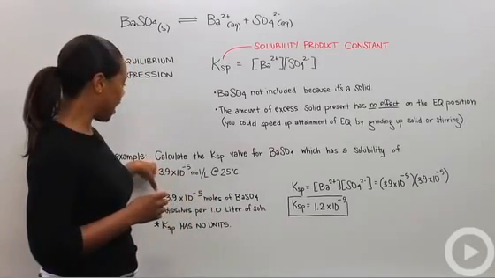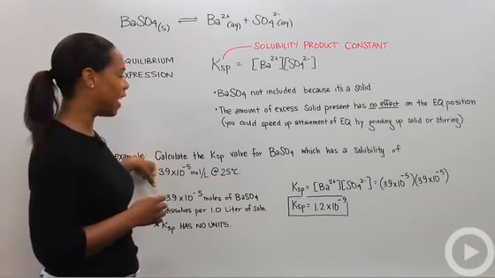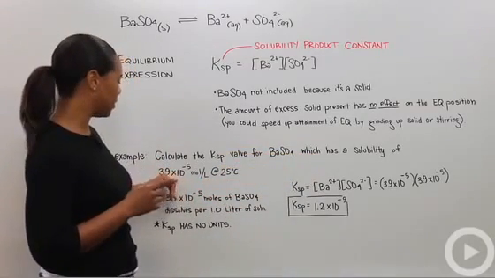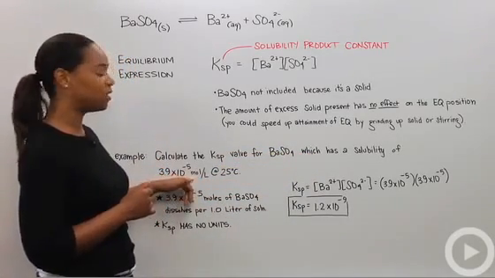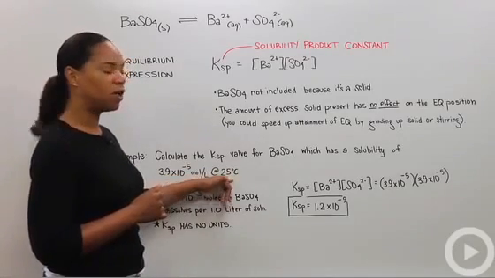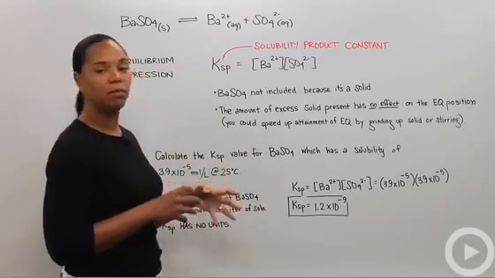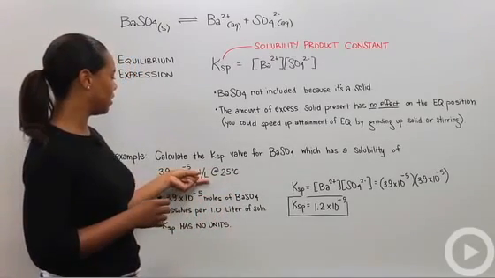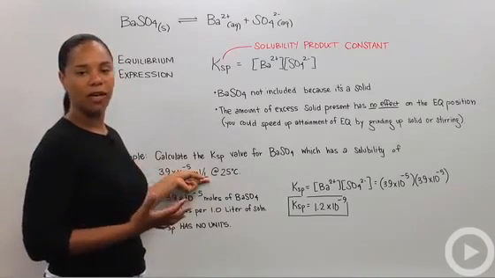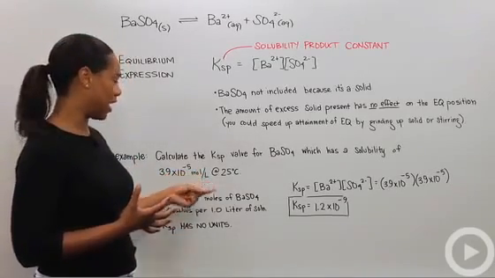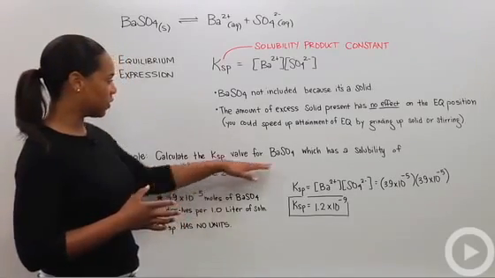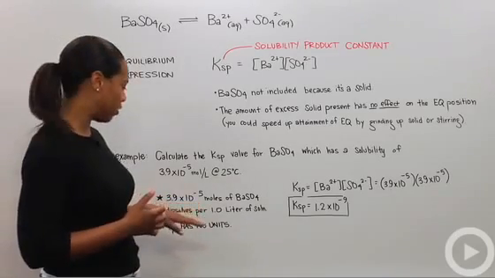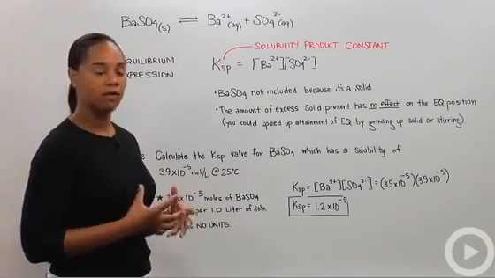You could be asked to calculate the Ksp value for barium sulfate, and you could be given that it has a solubility of some value, here 3.9 times 10 to the -5 moles per liter at 25 degrees C. Remember that your equilibrium constants are always defined at a specific temperature. I broke out the units here so that I could make a point, which is that what this means for solubility is that 3.9 times 10 to the -5 moles of barium sulfate dissolve per 1 liter of solution.